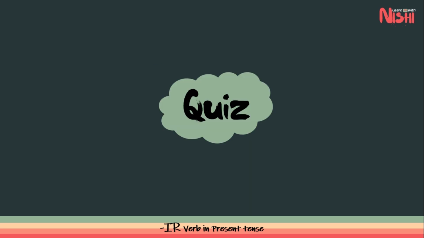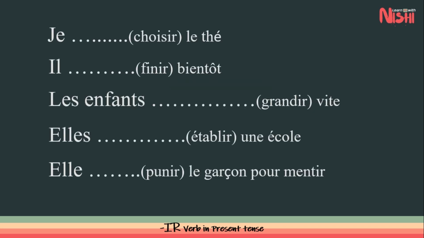Okay, a quiz for you now. Let's see how much we have learned. Here are some sentences with gaps, and you have to put the right conjugation of each verb. I'm doing the first one for you. For this sentence, the verb is choisir and the subject is je. So it will be choisis. Je choisis le thé. I choose tea. Now your turn. I'm giving you some time, or if you want, you can pause the video. Okay then, start now.